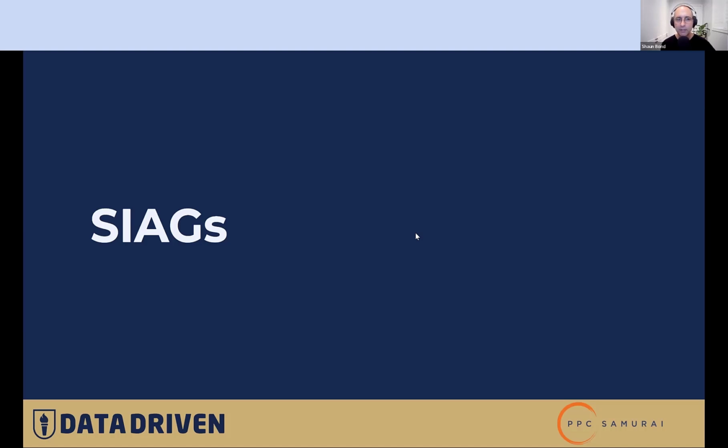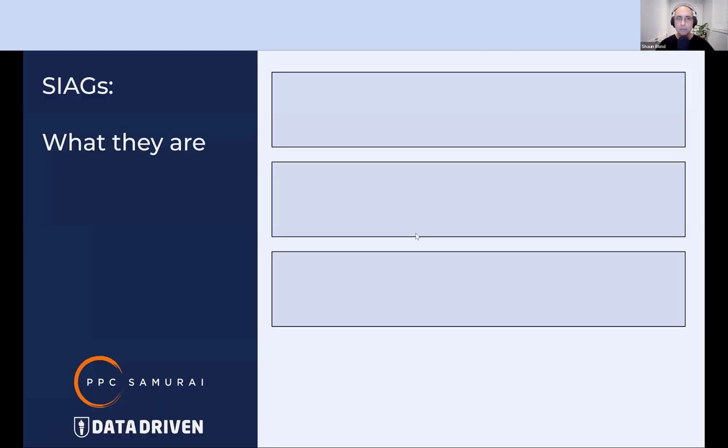All right. So let's jump into SIAGs, whatever you want to call them. Single intent ad groups. Now, in this environment, you have to think about the intent of the searcher before starting to group your keywords together into an ad group.